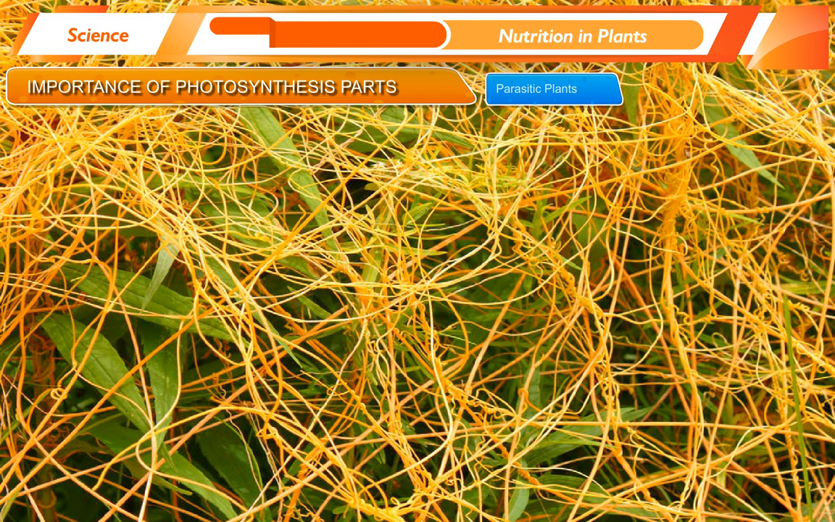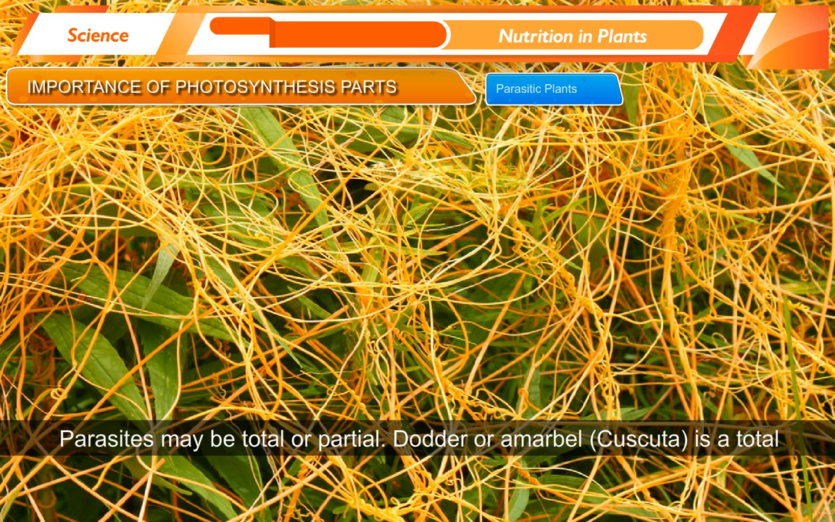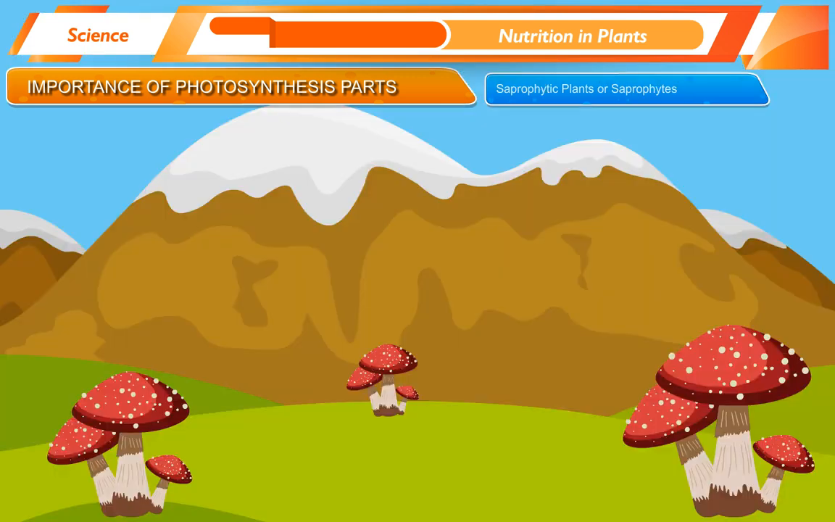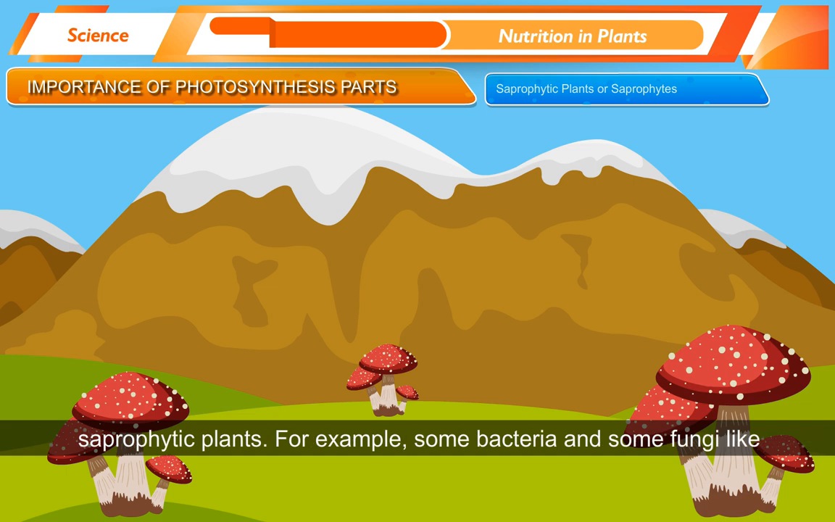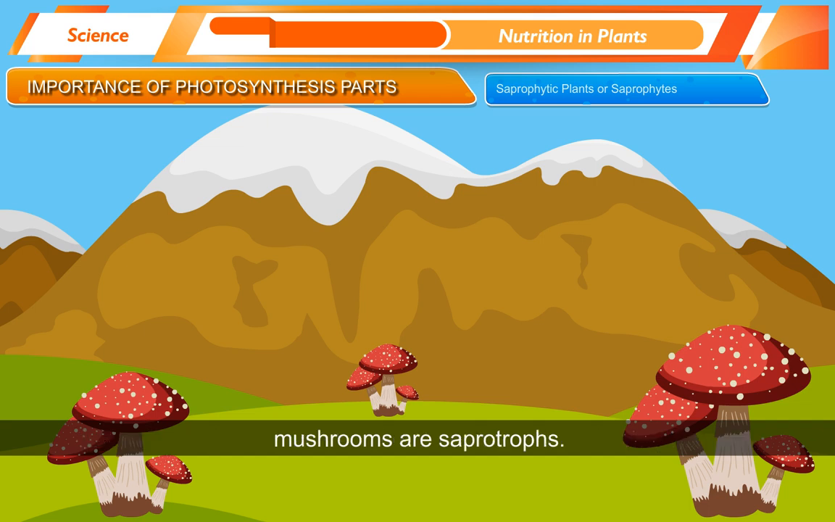Parasitic plants. Parasites may be total or partial. Dodder or umberbale, cuscuta, is a total parasite. Mistletoe is a partial parasite. This plant has green leaves and can synthesize its own food, but it receives water and minerals from the host plant on which it grows. Saprophytic plants or saprophytes. The plants which live and feed on dead and decaying organic matter are called saprophytic plants. For example, some bacteria and some fungi like mushrooms are saprotrophs.